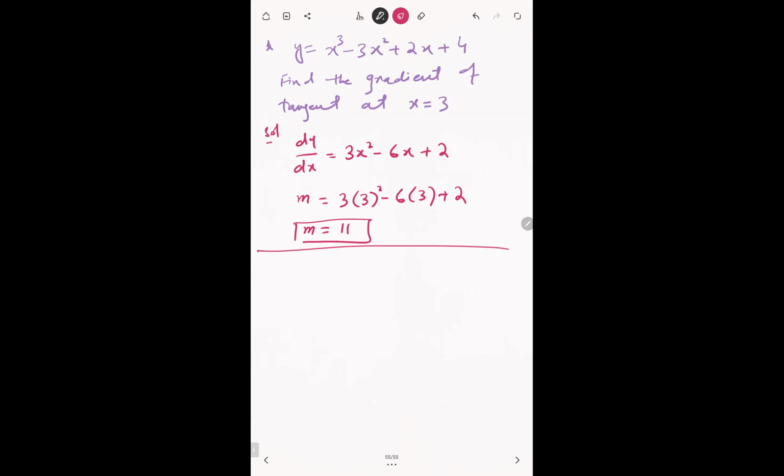So if we have simply y is equal to, okay, now next is the equation of the tangent.